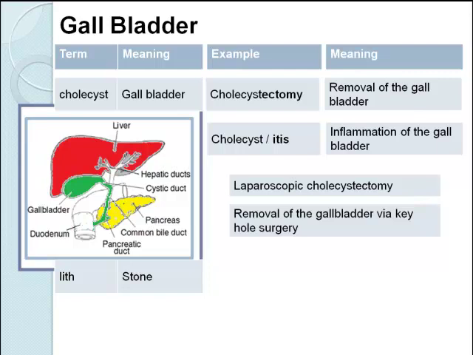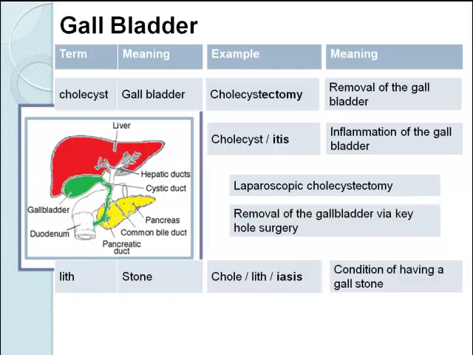Another term we have mentioned before is lith. Lith means stone. And a common condition is cholelithiasis. Let's break it down. Iasis means condition of or disorder. Lith is stone. Chole relates to the gall, so it's a gall stone. So it's a condition of having a gall stone.